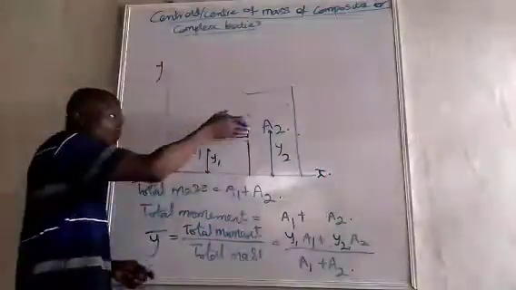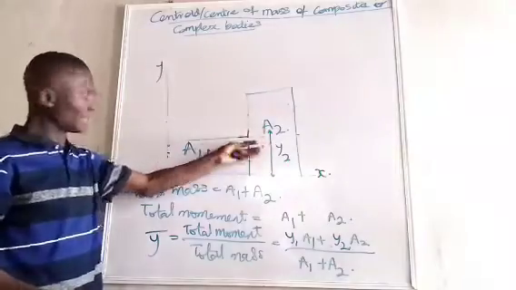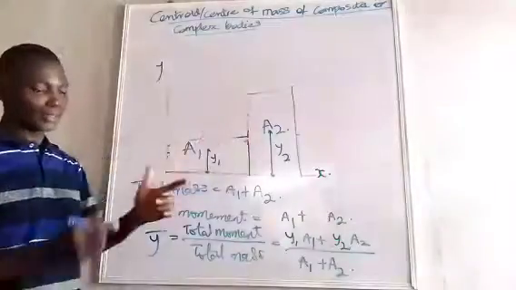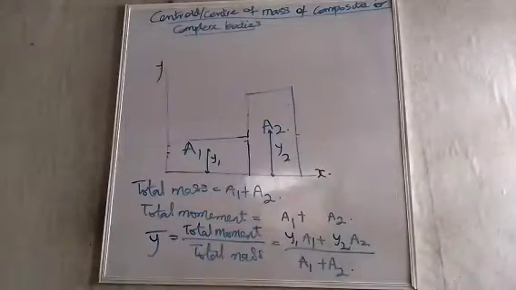And then you must be able to calculate the distance of the centroid or center of mass or center of gravity of each shape from the axis you are taking the moment about. Let's look at one or two examples. Oh, before we go on, let me show you another one.